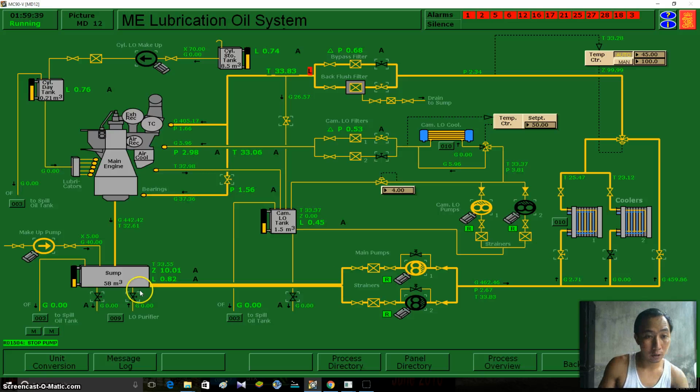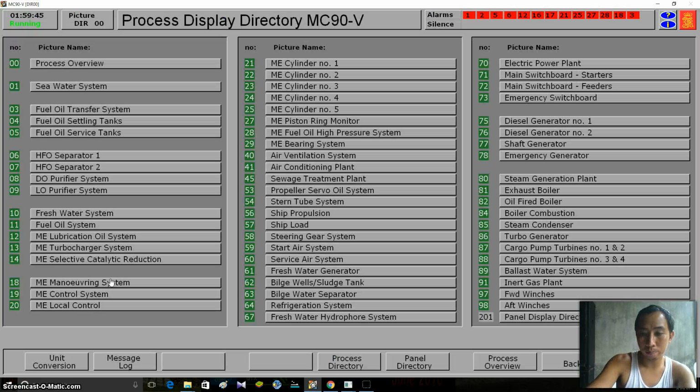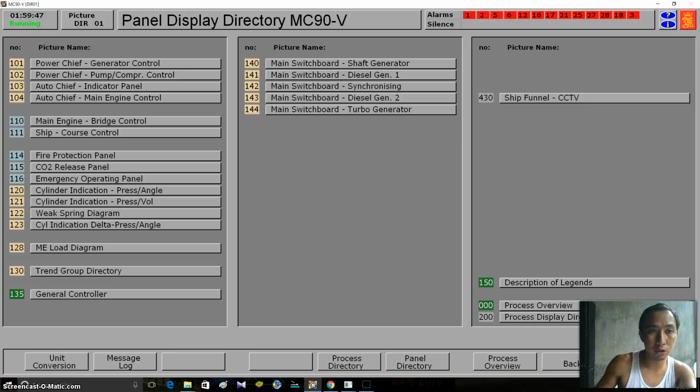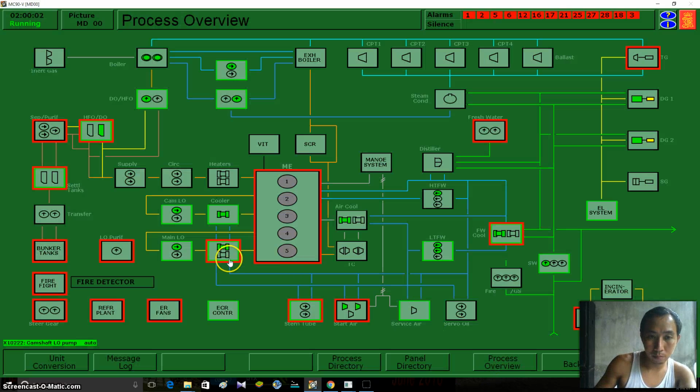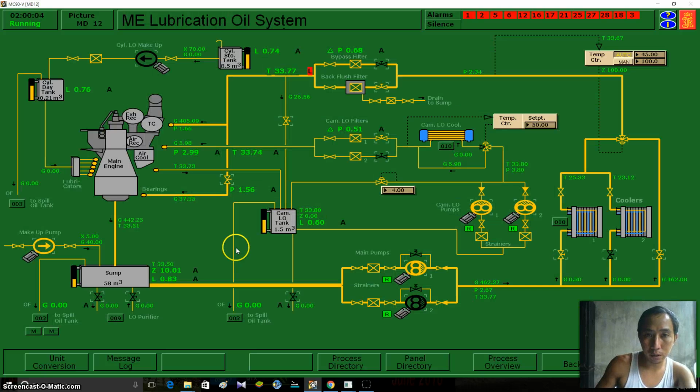Okay, so while waiting for the sump tank, let's go back later. We're going to our pump controllers, home, page down, pump control, and we're going to set our main lube oil pump and camshaft pumps to automatic. And we're going back to our main engine cooler. We're going to stop it first.